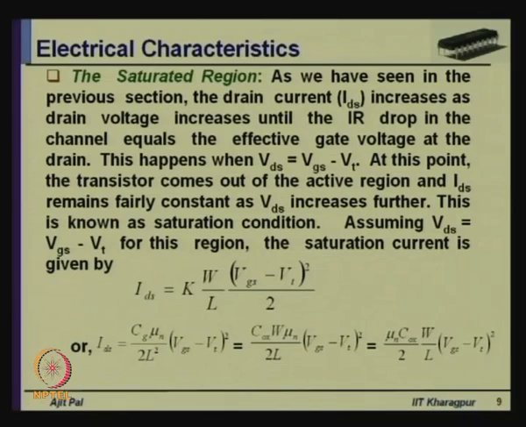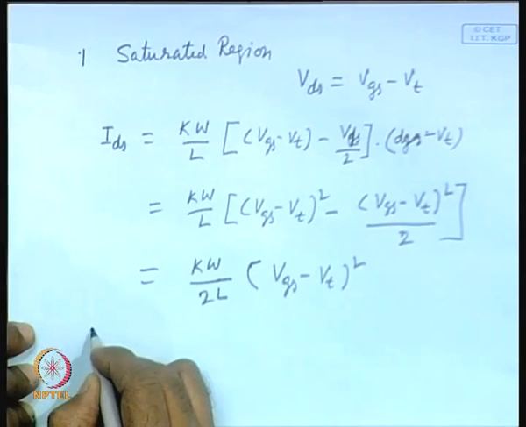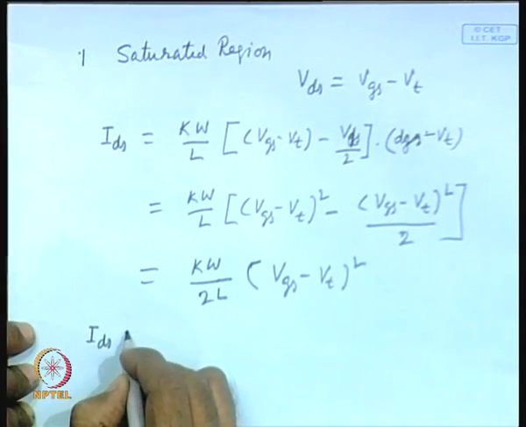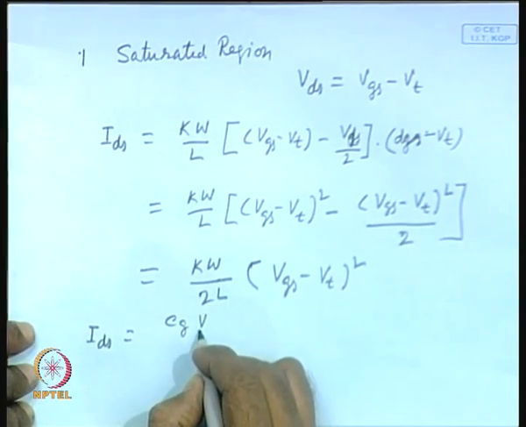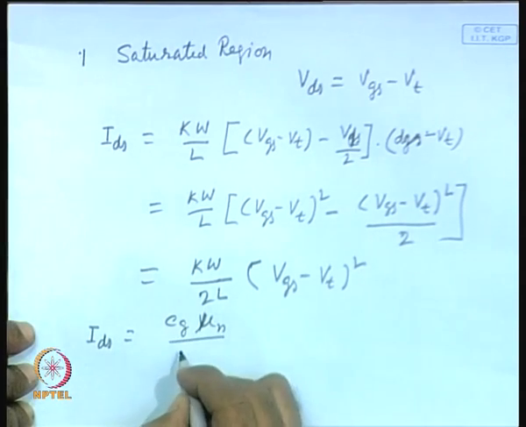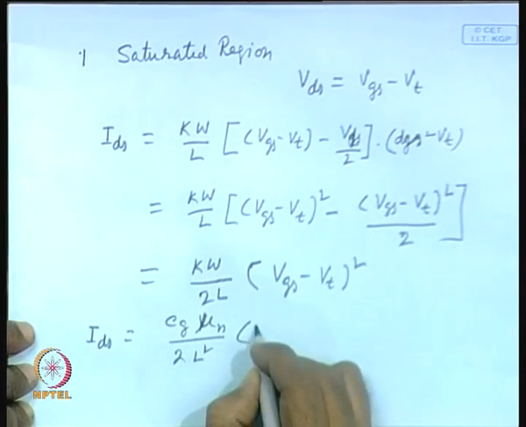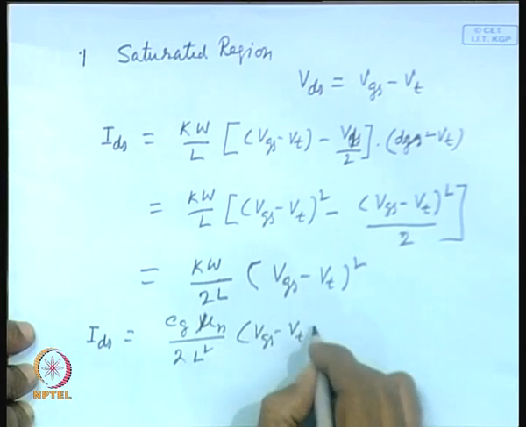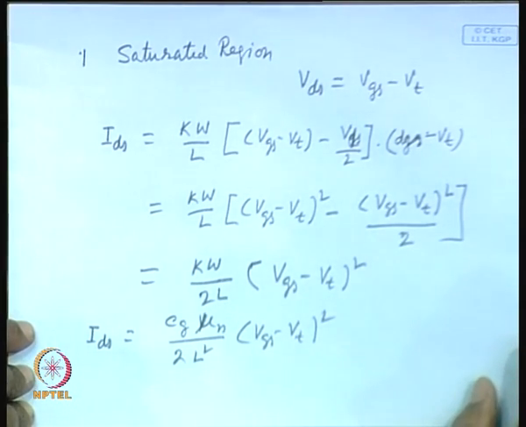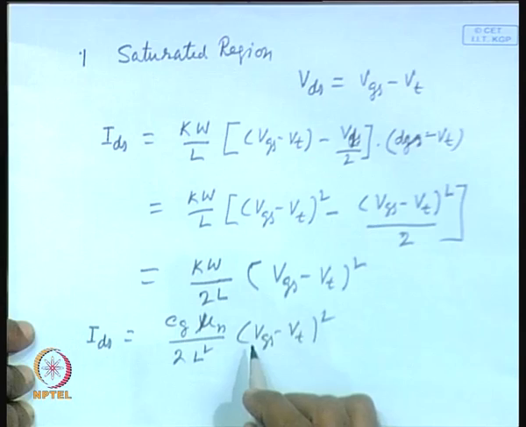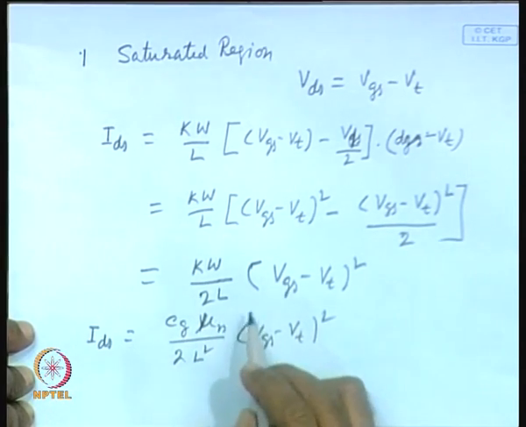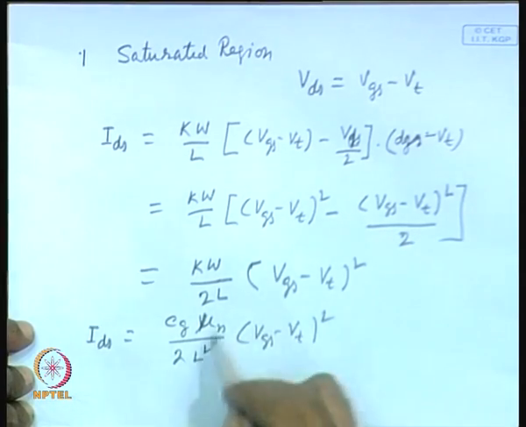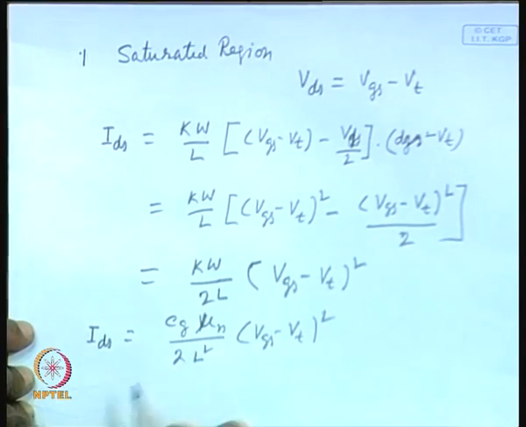So, this is the expression for drain current, and you can also express it in terms of the capacitance. That will be equal to Cg mu n by 2 L square into (VGS minus VT) square. So, this is the expression in terms of Cg, the gate capacitance.